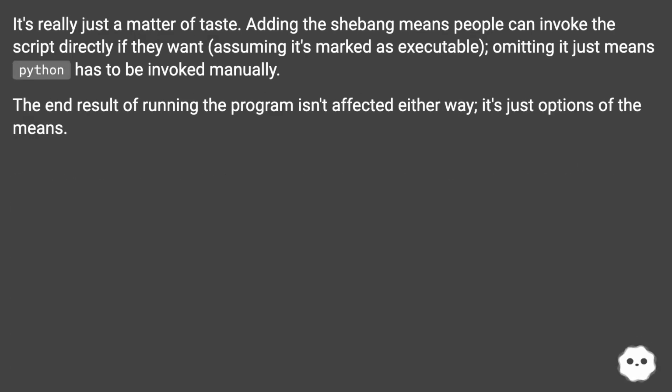It's really just a matter of taste. Adding the shebang means people can invoke the script directly if they want, assuming it's marked as executable. Omitting it just means Python has to be invoked manually. The end result of running the program isn't affected either way, it's just options of the means.